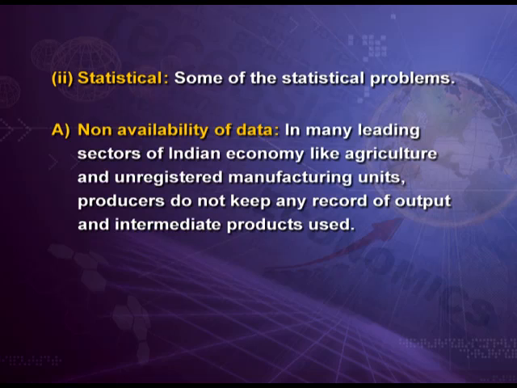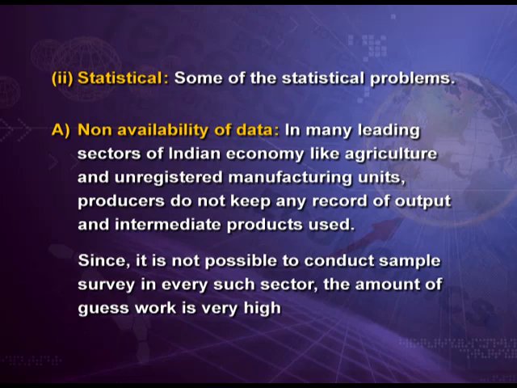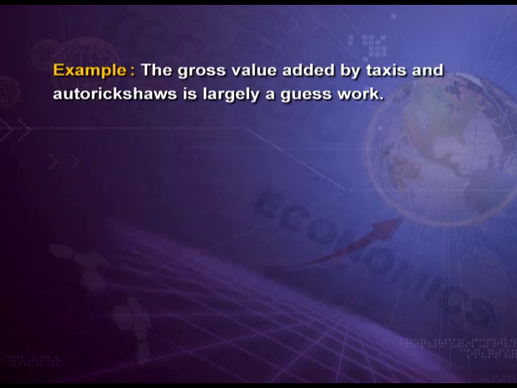Now, some of the statistical problems in measuring national income. First among them is non-availability of data. In many leading sectors of the Indian economy, like agriculture and unregistered manufacturing units, producers do not keep any record of output and intermediate products used. Since it is not possible to conduct a sample survey in every such sector, the amount of guesswork is very high. For example, the gross value added by taxis and auto rickshaws is largely guesswork, and guesswork is only an estimation which may or may not be correct.